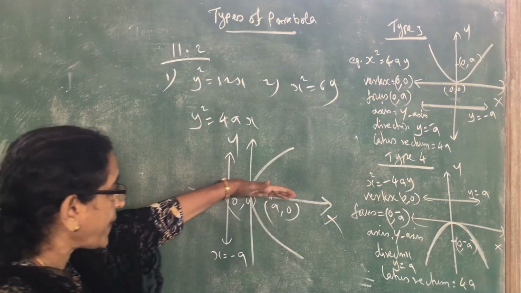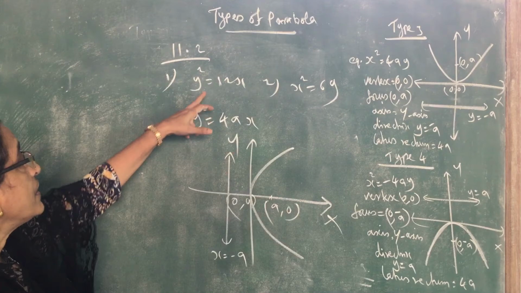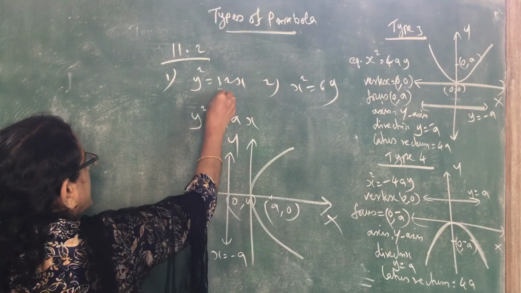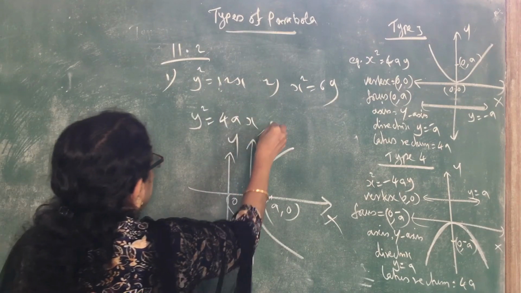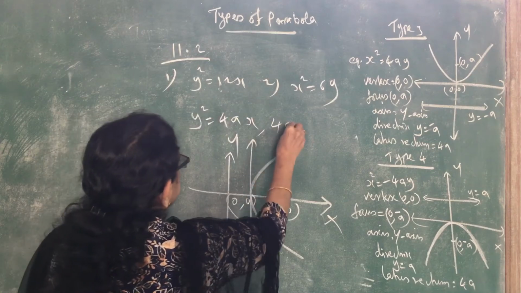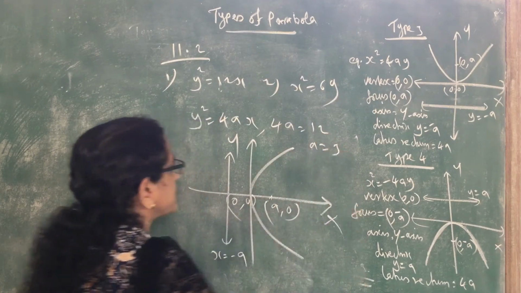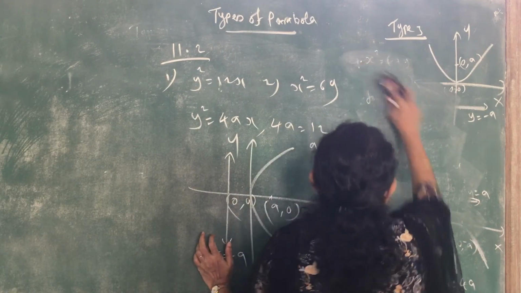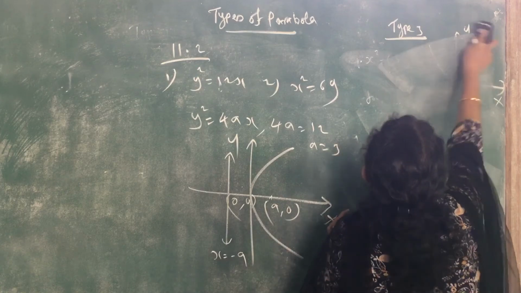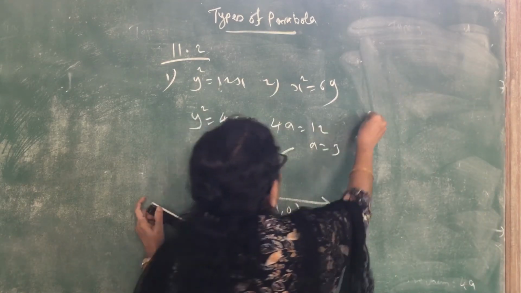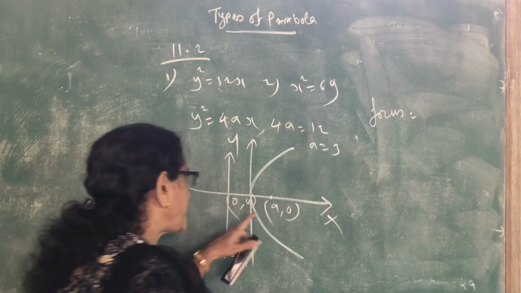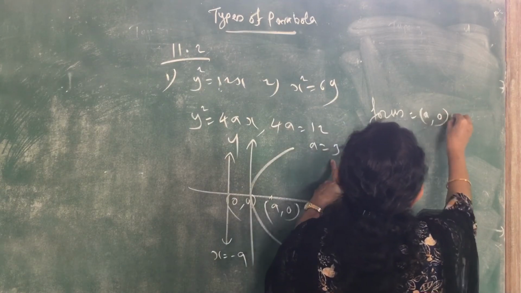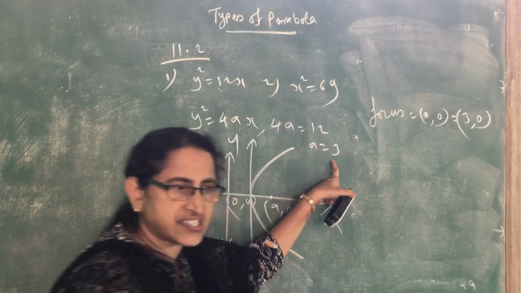Here the axis of the parabola is the x-axis. Comparing with the standard form y square equal to 12x, we can write 4a equal to 12. So we get a equal to 3. Now that we have a, we can write all the things. The focus is (a, 0), and here a equals 3, so the focus is (3, 0).